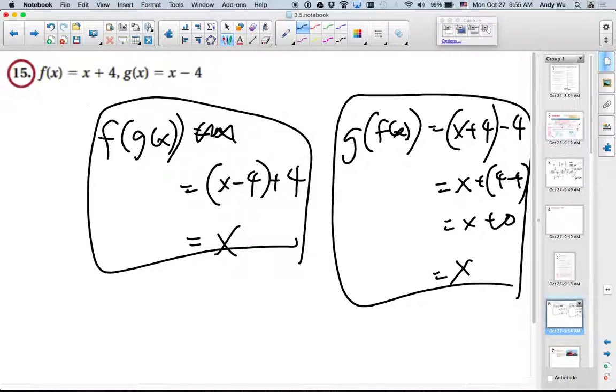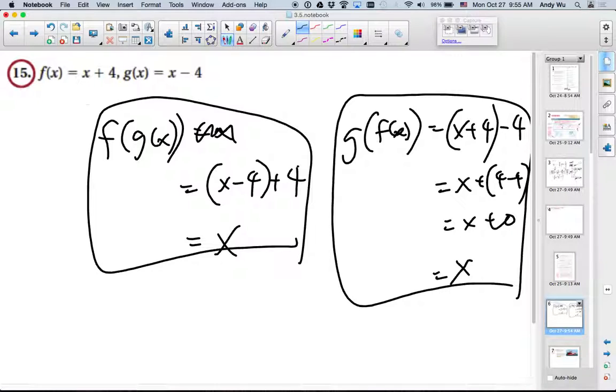And notice I'm just taking a step to actually follow what you learned in geometry. This is called the associative property of addition, and then that's called substitution, and this is the identity property of addition. So geometry also applies to this.